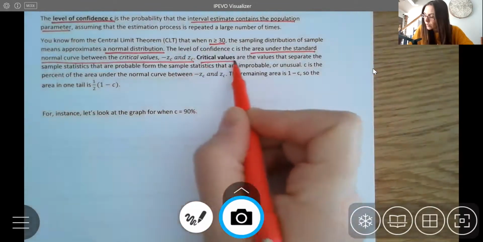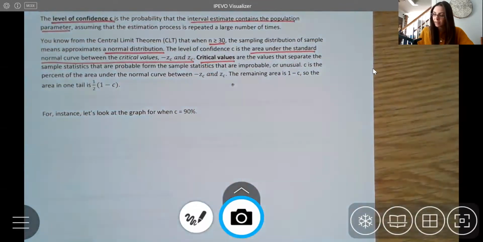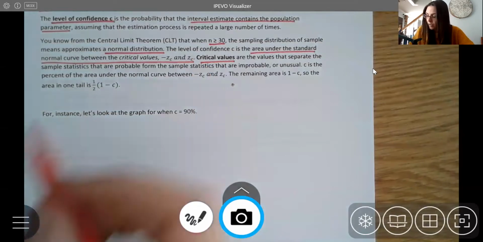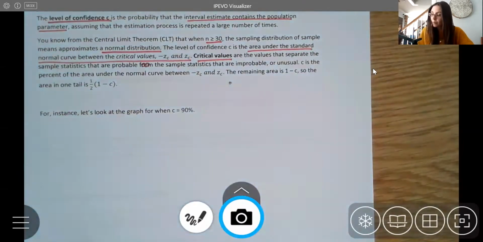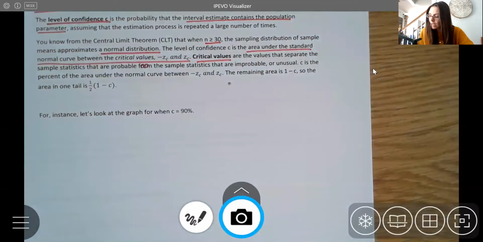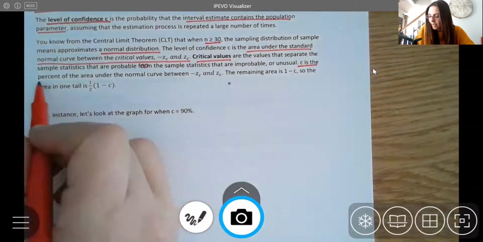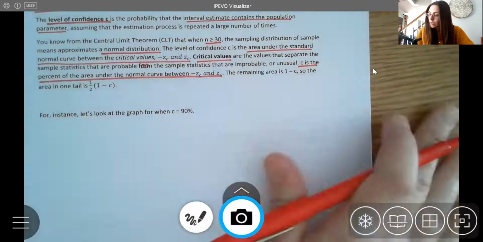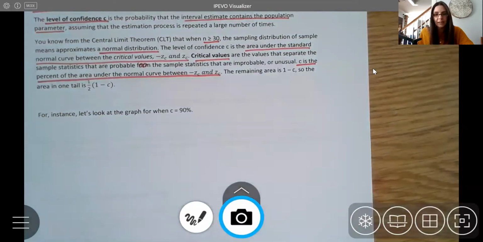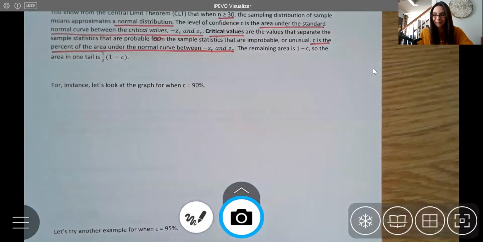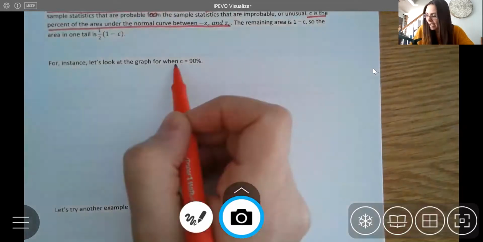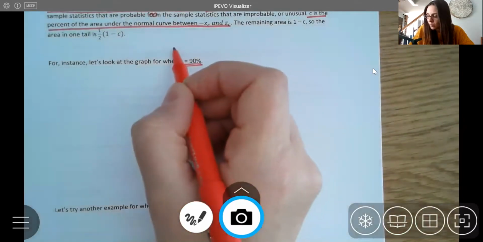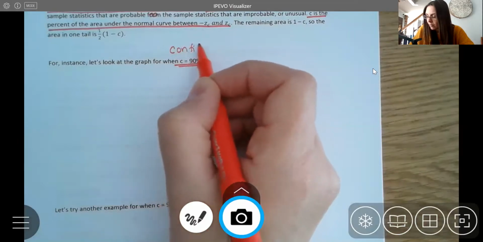These critical values separate sample statistics that are probable from those that are improbable or unusual. And C is the percent of area under the normal curve between those two values. I think this will be easier to see once we actually draw a picture. So we're going to look at C equals 90%. So we're saying that our confidence level is 90%.